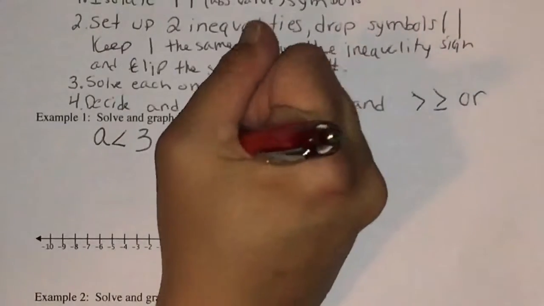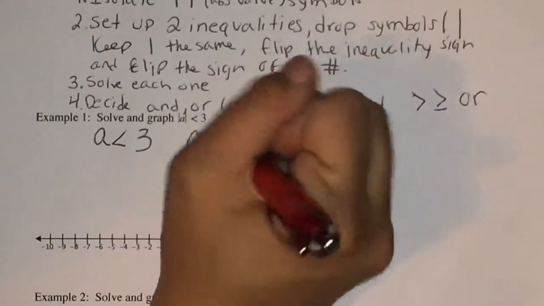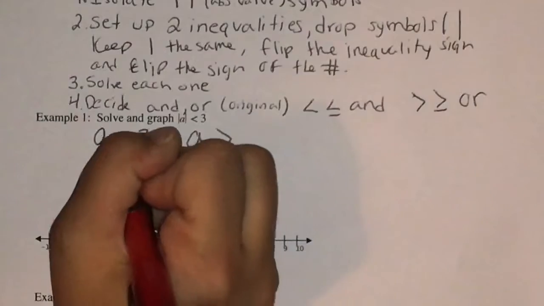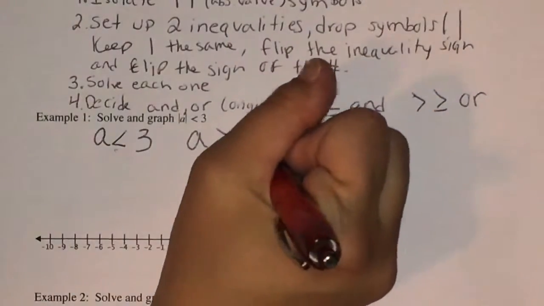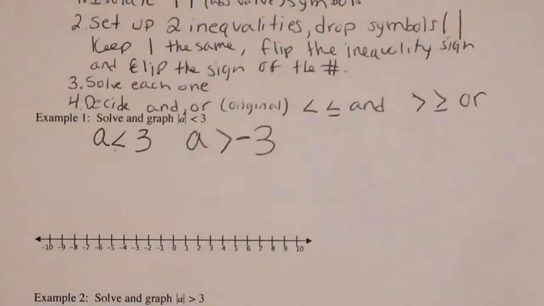My second one, not only do I flip the sign of the inequality, I also flip the sign of the number as well. Okay, so I'm flipping both the sign of the inequality and the sign of the number as well. Then step 3 is to solve each one. These are already actually solved though. Step 4 is to decide if it's going to be an and or an or statement.